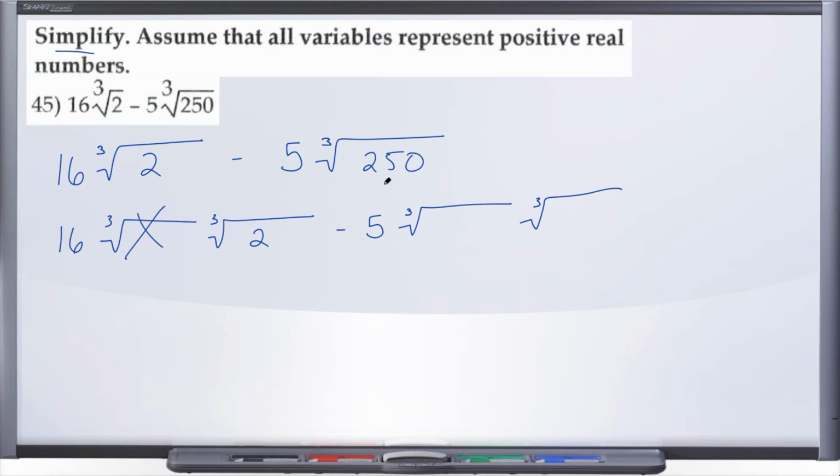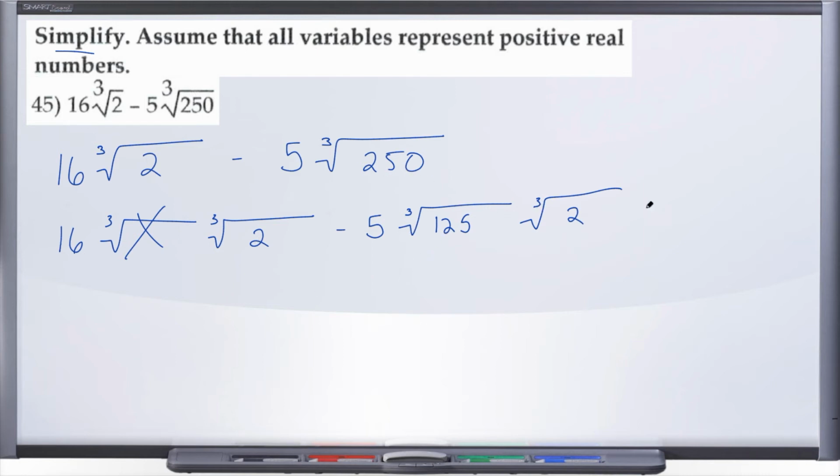All right, moving on to 250. Is 250 a perfect cube? Well, no, 250 is not a perfect cube. But is there a perfect cube that we can multiply by some other number to get 250? And if you're thinking 125 times 2 will give you 250, then you've got it. 125 is a perfect cube, and we can multiply that by some other number, in this case 2, and 125 times 2 gives us the 250.